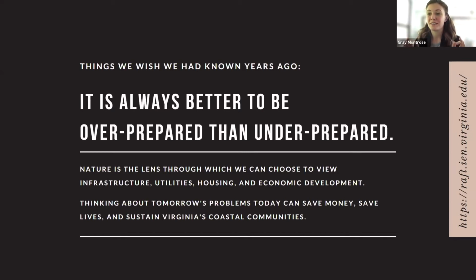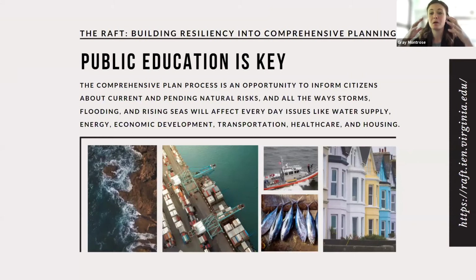So, big overarching theme: nature is the lens through which we can choose to view infrastructure, utilities, housing, economic development. We're thinking about tomorrow's problems today so that we can save money, save lives, and we're sustaining our Virginia coastal communities. We're thinking, again, public education is key, right? The comprehensive plan process is an opportunity to inform citizens about current and pending natural risks and all the ways in which storms, flooding, rising seas will affect everyday issues like water supply, energy, economic development, transportation, healthcare, housing. All of these day-to-day things are going to be affected by these natural forces.